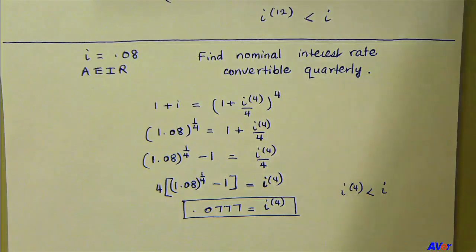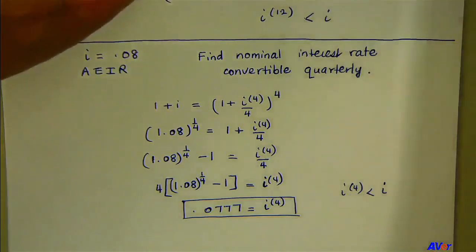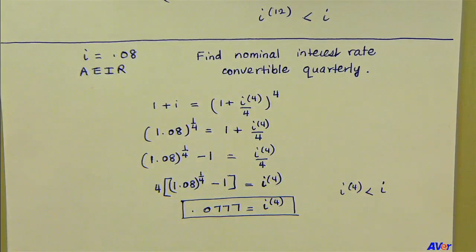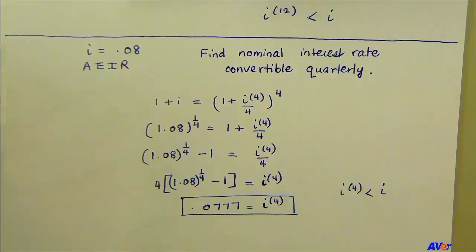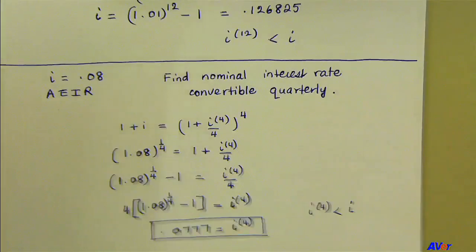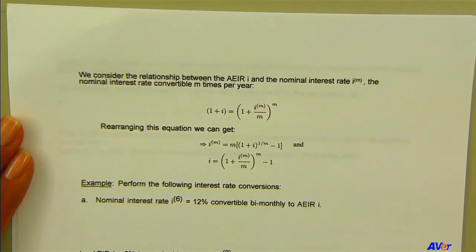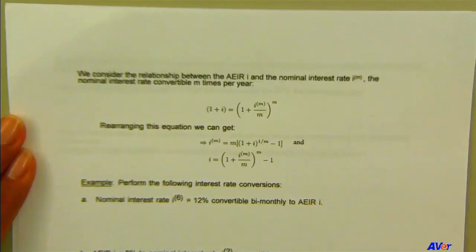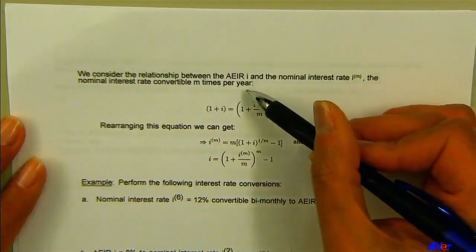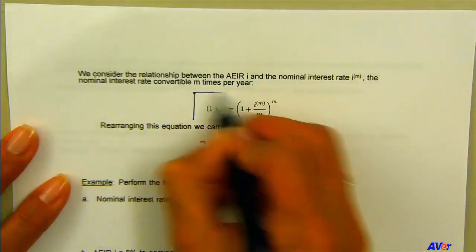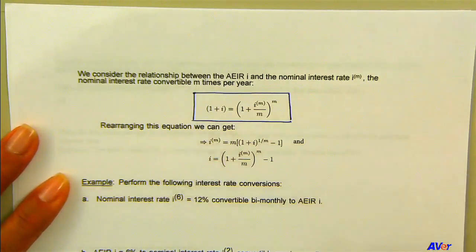Next page. Page 13. We consider the relationship between annual effective interest rate i and the nominal interest rate i(m). We already know this from the previous page. We can move on to the next example.